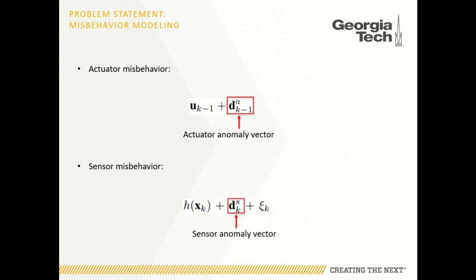Next is misbehavior modeling. Here are both misbehaviors and their respective vectors. As a reminder, actuator misbehavior directly alters the control commands executed by the actuators in an actuator workflow, and sensor misbehavior tampers data in a sensing workflow and results in wrong sensor readings received by the planner.